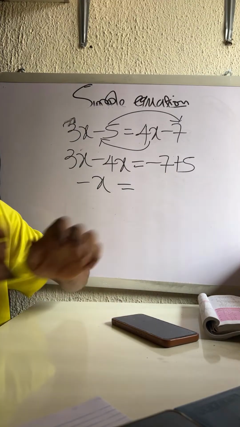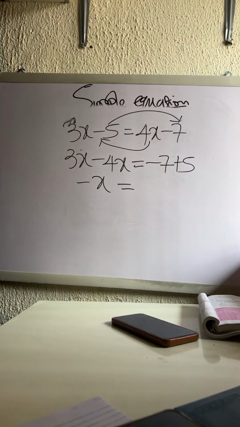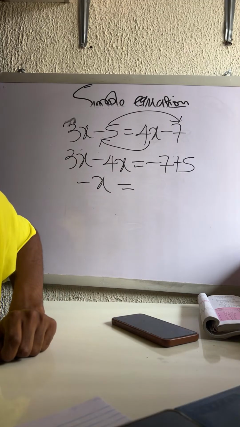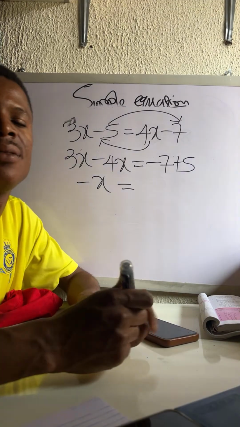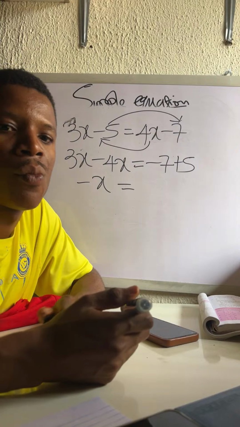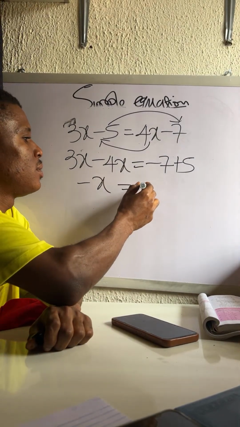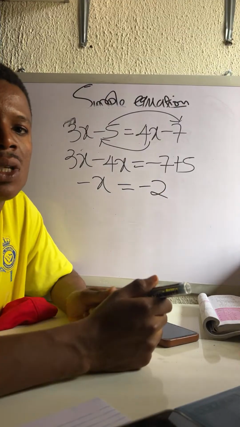Minus 7 plus 5. What's the value of minus 7 plus 5? Minus 7 plus 5 is minus 2.